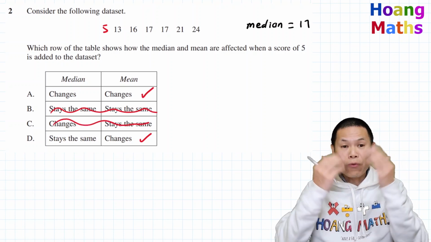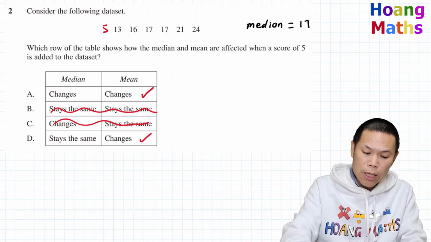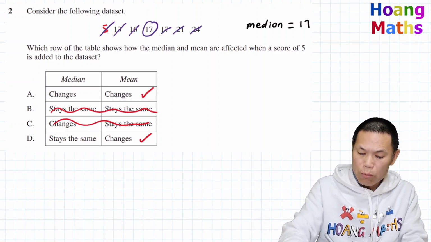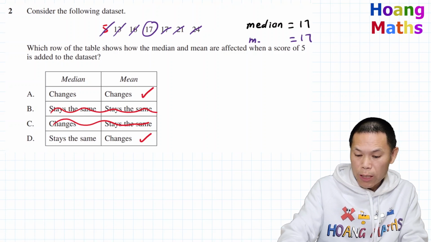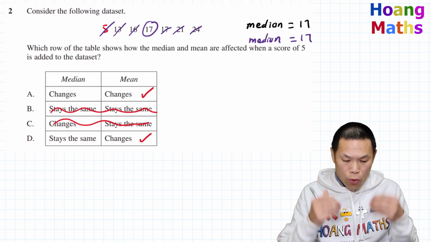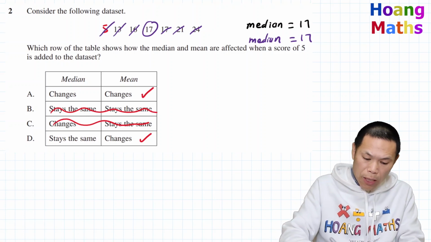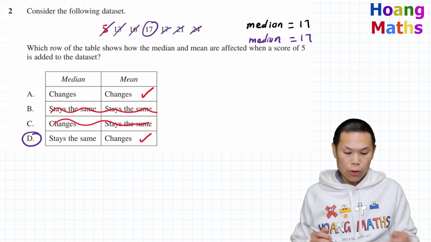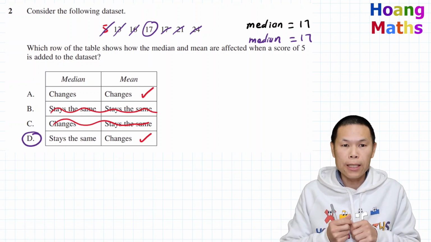So then we find the new median. Okay, for the new median we can just cross these 3 out, these 3. So therefore, the new median is still 17. So the median stays the same and the mean changes. Therefore, the answer is D.